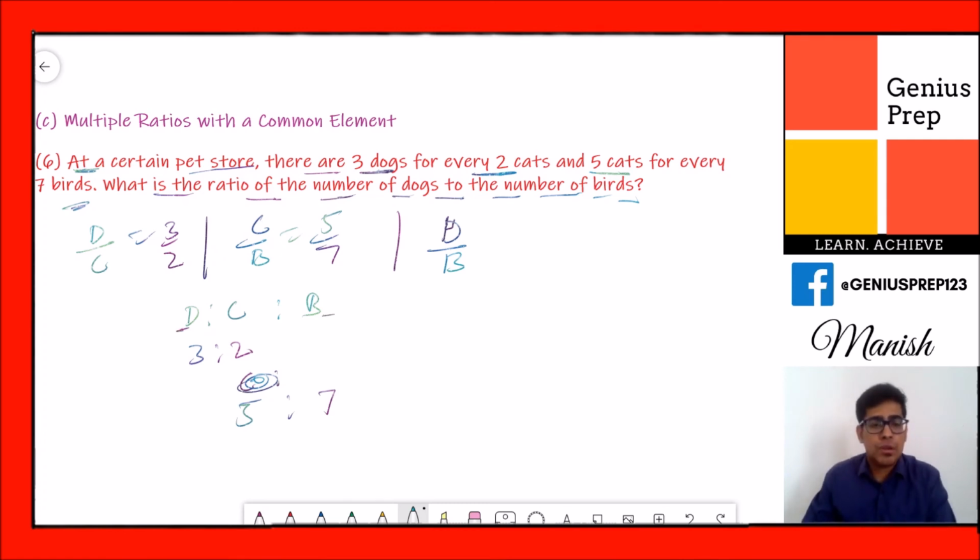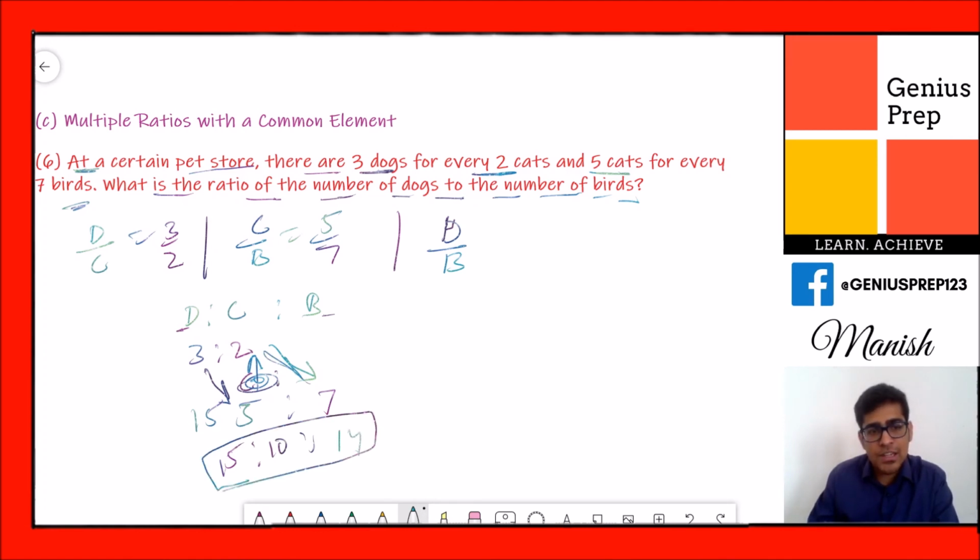Whenever you have a question like this, you multiply 3 with 5, this with this, and this with this. So 3 into 5 is 15, 10. So 15 is to 10 is to 7 multiplied by 2, 14. This is the ratio of all of them. Now what ratio do we need to find? We need the ratio between dog and bird. So the dog and bird ratio is 15:14.